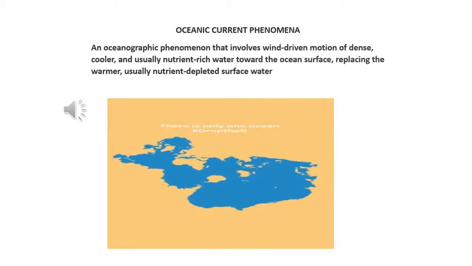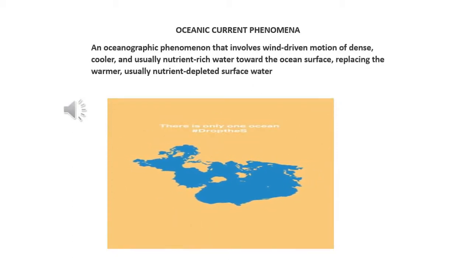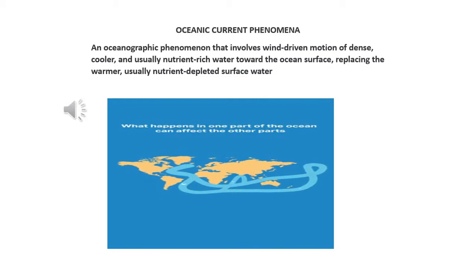Oceanic current phenomena. An oceanographic phenomenon that involves wind-driven motion of dense, cooler, and usually nutrient-rich water toward the ocean surface, replacing the warmer, usually nutrient-depleted surface water.